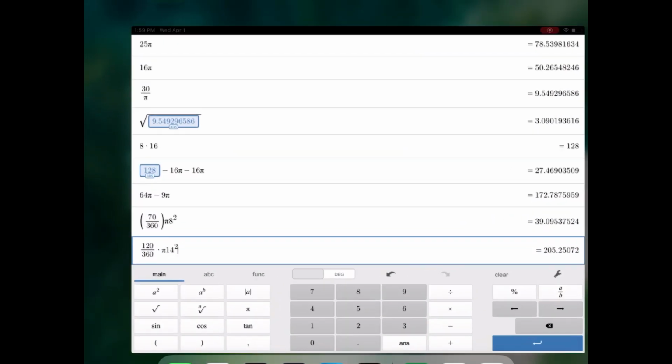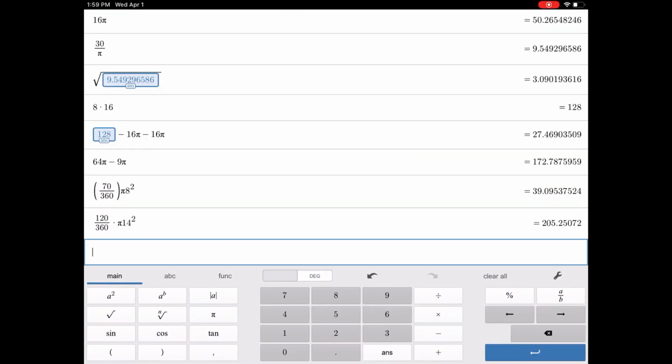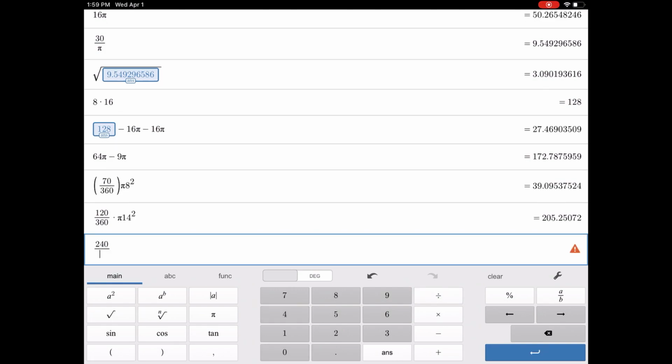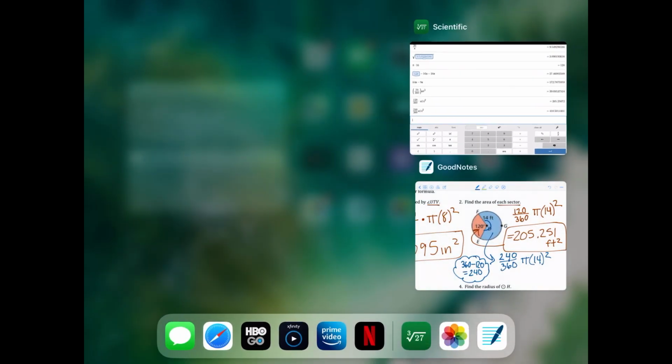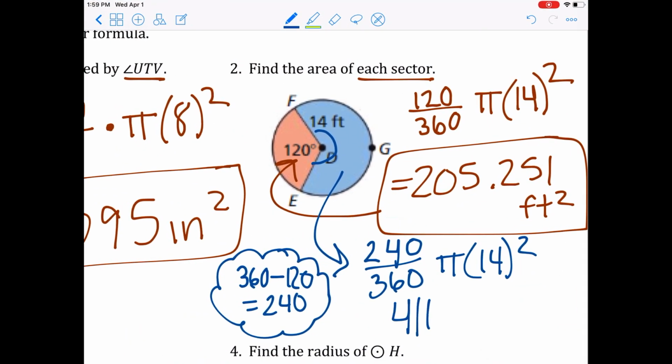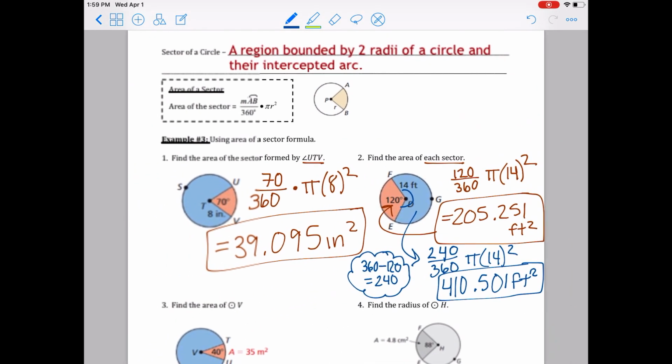Put that in the calculator. 240 over 360 times pi times r squared. And we get 410.501 feet squared. Okay, those are both our areas of the sector.